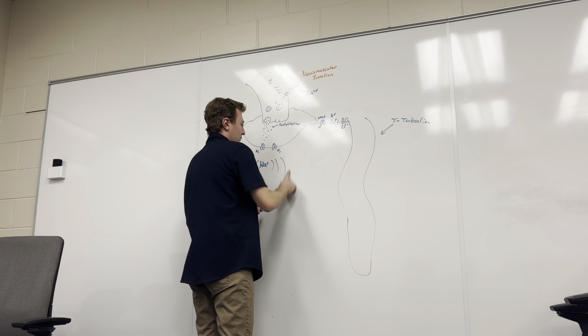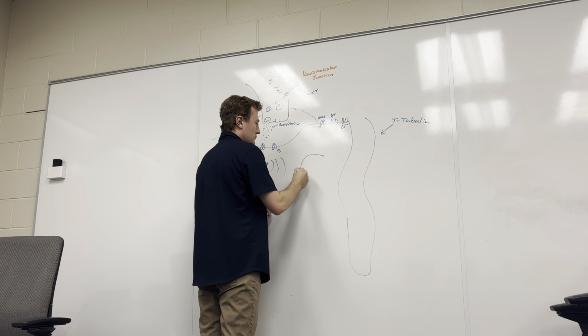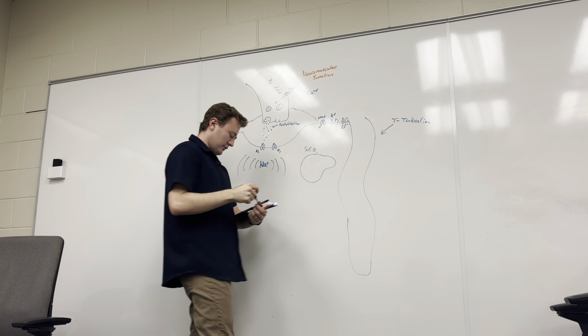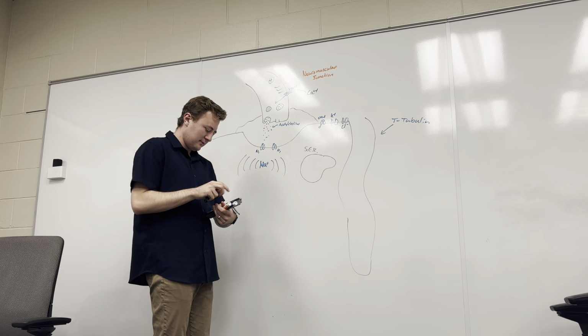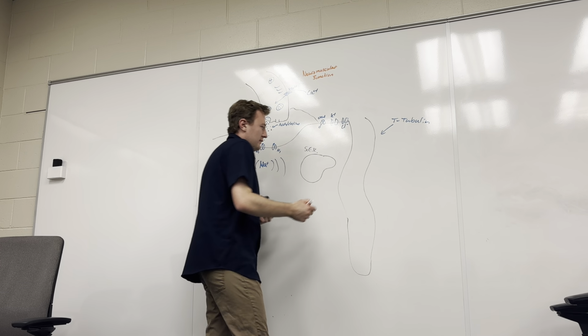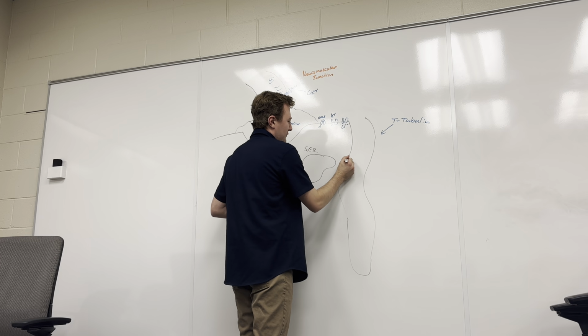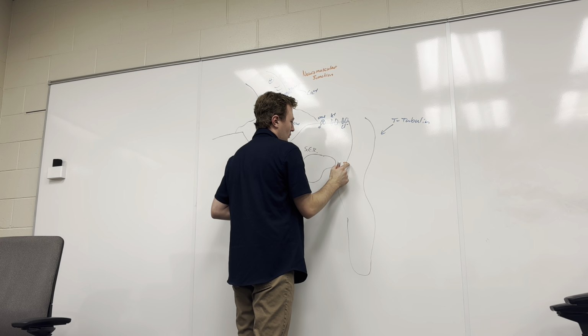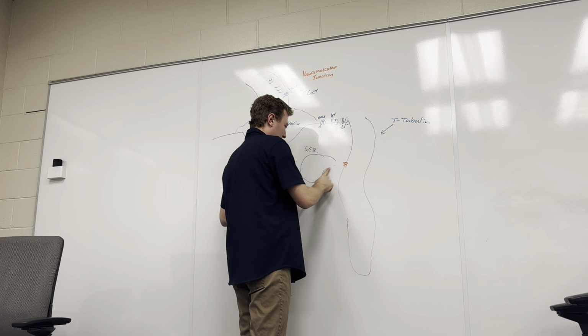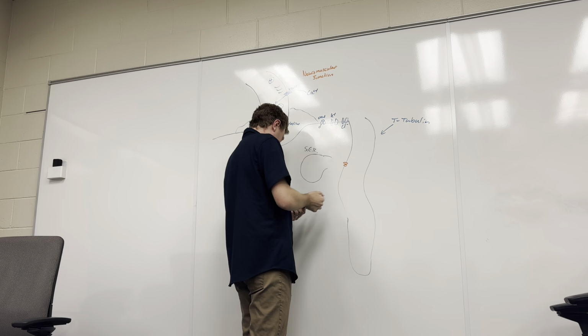I'm just going to erase some of this. We have our smooth ER here, our sarcoplasmic reticulum, and in this T-tubule we have two parts that come together. Maybe I need to draw this a little better, a little bit closer.